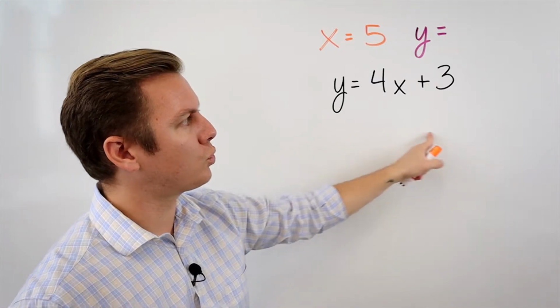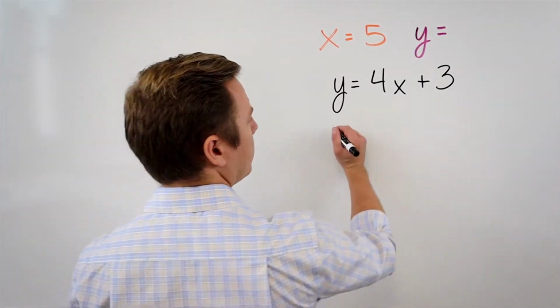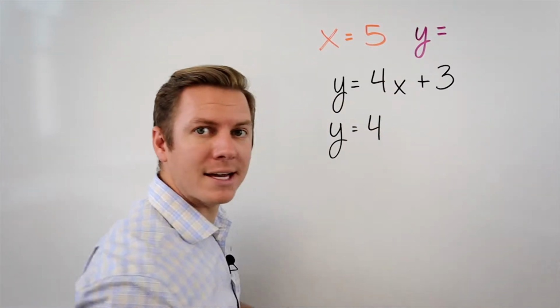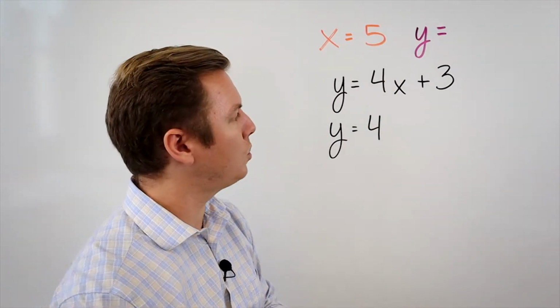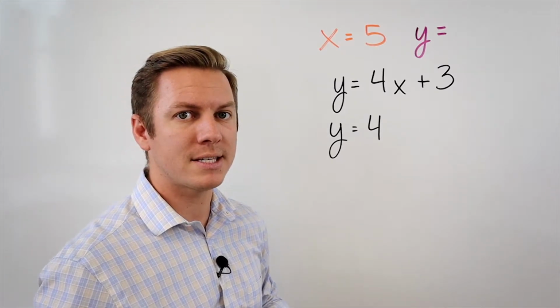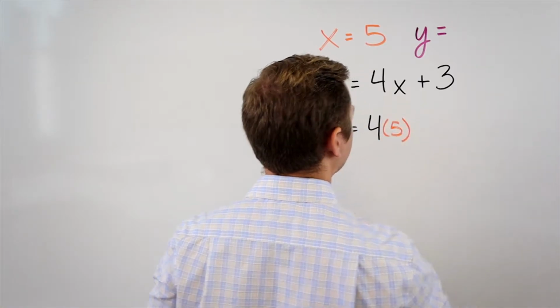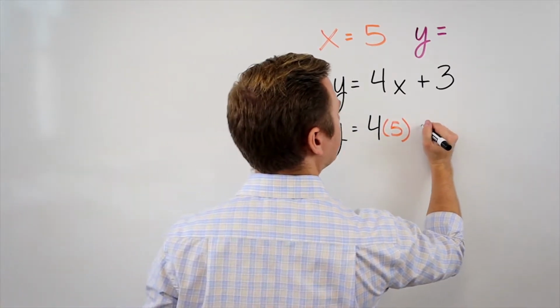Our first step is to rewrite this equation. We got y is equal to 4, and instead of x, now because we know what x is equal to, we're going to plug in the actual value of x, which is 5, and plus 3.